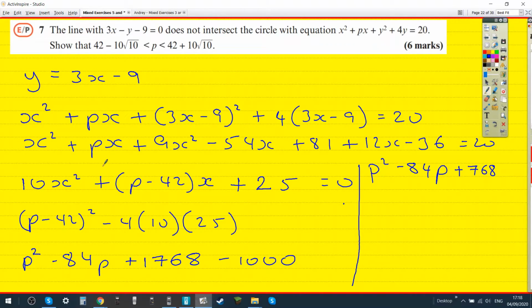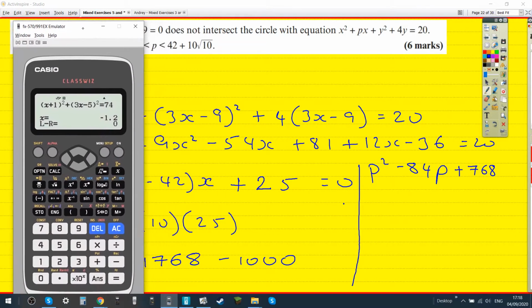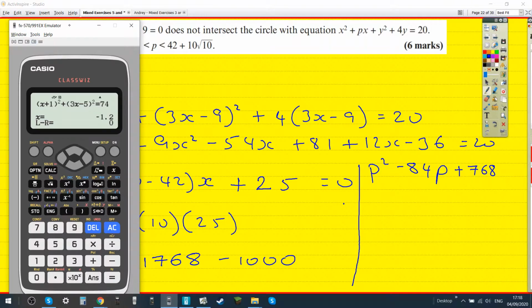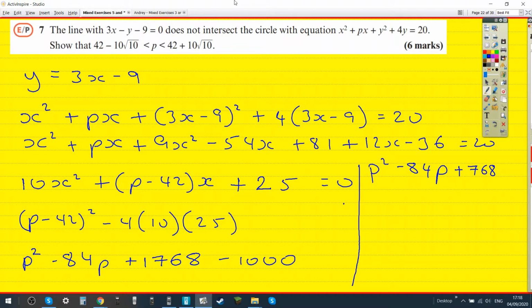Let's see. Maybe something just went wrong somewhere. 3x times 3x, 9x squared, I believe. 9, 18, 27. Double 27 is 54. And that should be plus 81. That's 12x. 9 36 equals 20. Let's see. Minus 54. I'll take it. There we go.